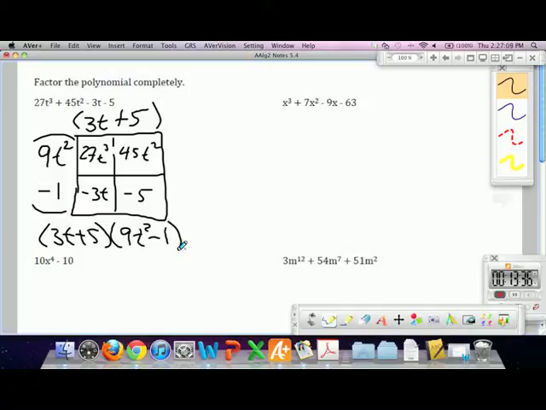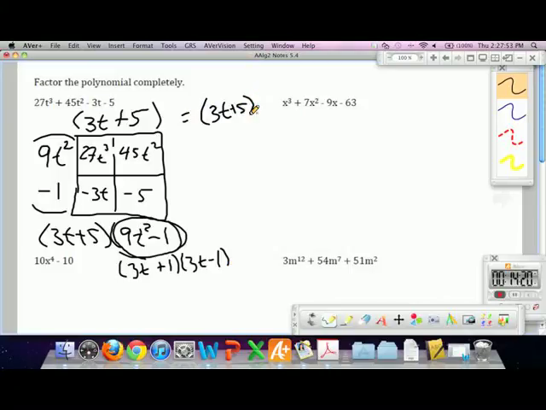Is this a special pattern that we've seen? It is. Is this a perfect square? What's the square root of 9t squared? 3t. What's the square root of 1? 1. So it's saying that this thing is equal to 3t plus 1 times 3t minus 1. Or this polynomial factored completely is 3t plus 5 times 3t plus 1 times 3t minus 1.